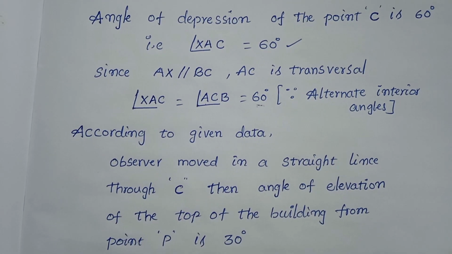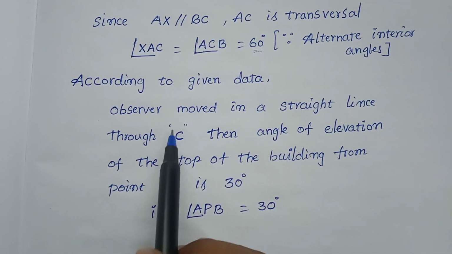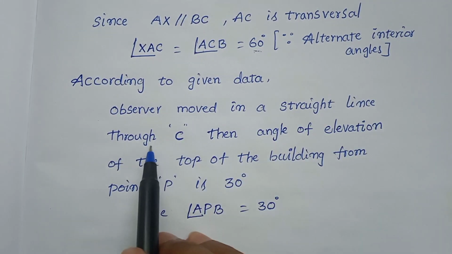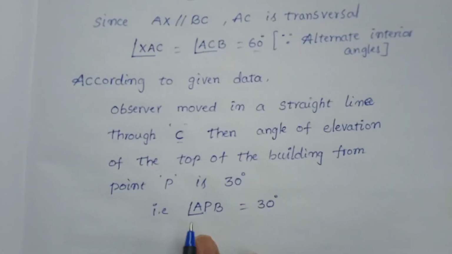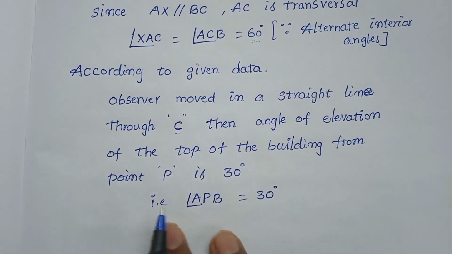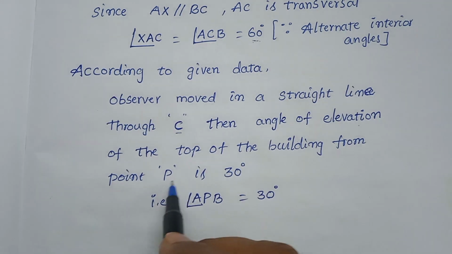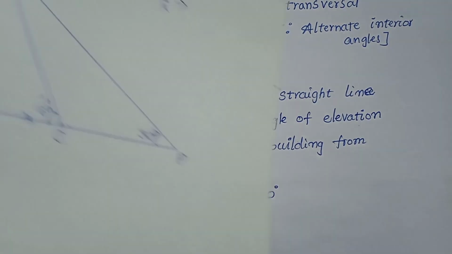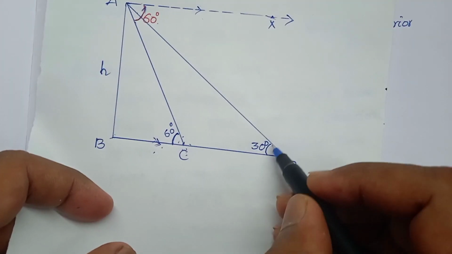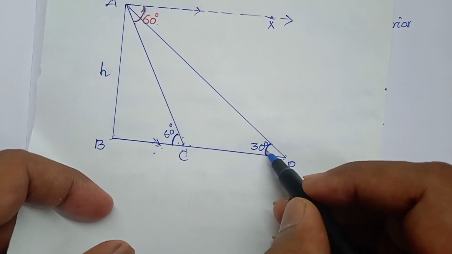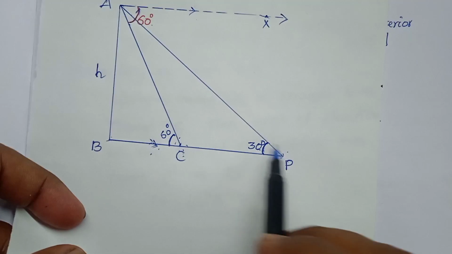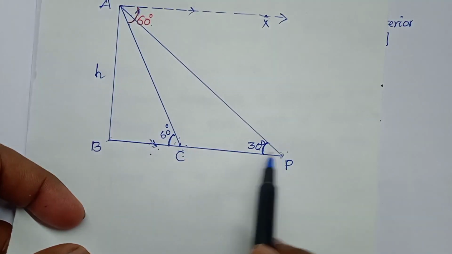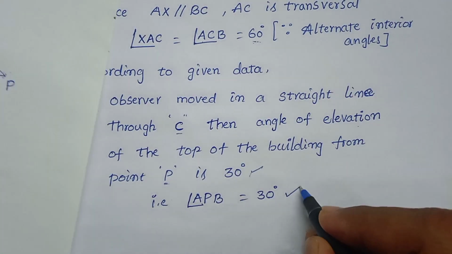And also, according to the given data, the observer moved in a straight line through point C. Then the angle of elevation of the top of the building from point P is how much? 30 degrees. So from point P, this is the angle of elevation, not depression. This is the angle of elevation, which is 30 degrees. So we can write angle BPA, or APB, is 30 degrees.